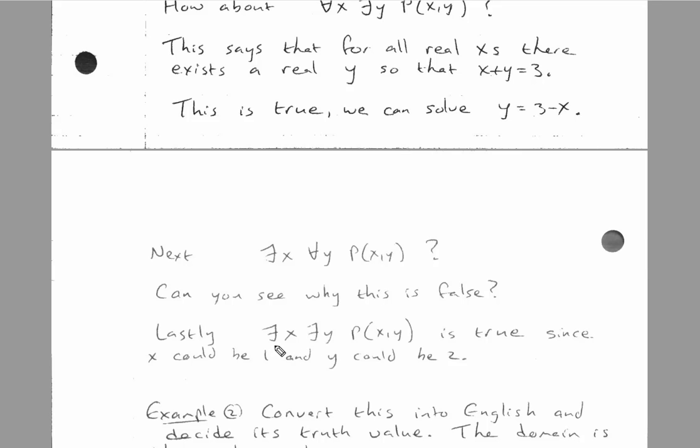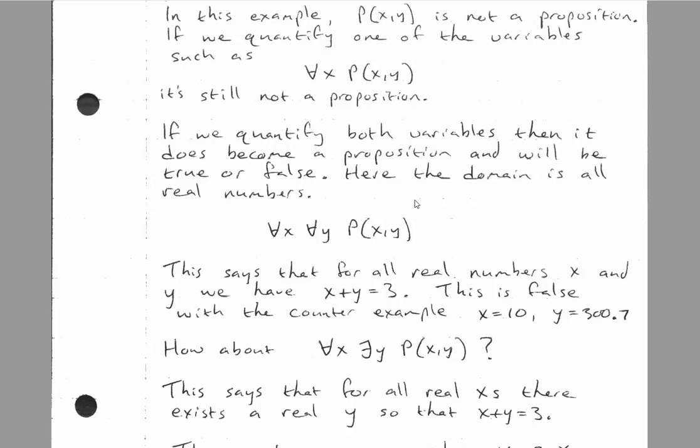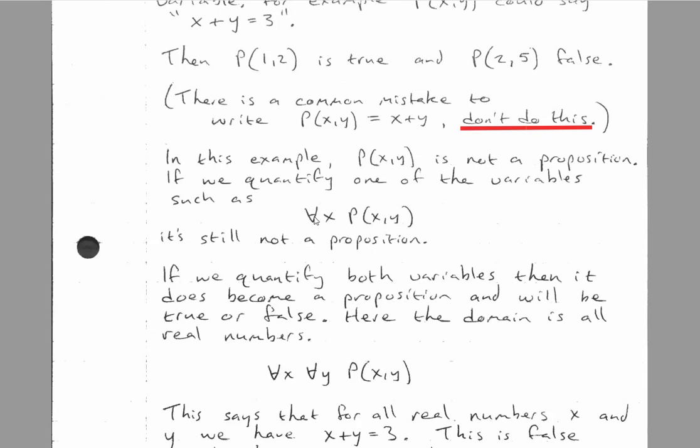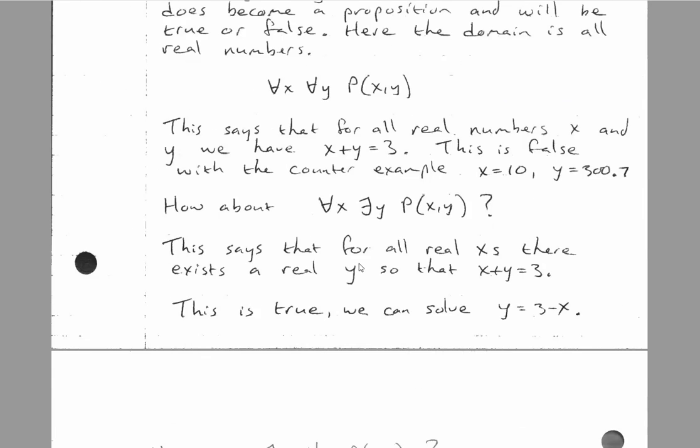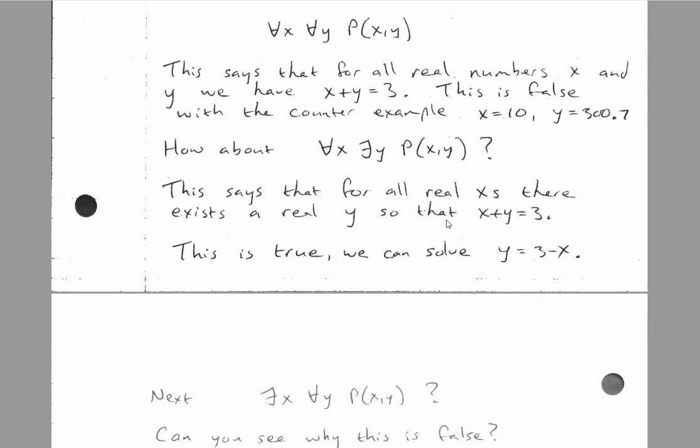And the last combination, there exists an x, and there exists a y, so that x plus y equals 3. That's true. x could be 1, y could be 2, so there do exist an x and a y to make this true. Okay, so these two quantifiers, the for all and the there exists, they really are different.